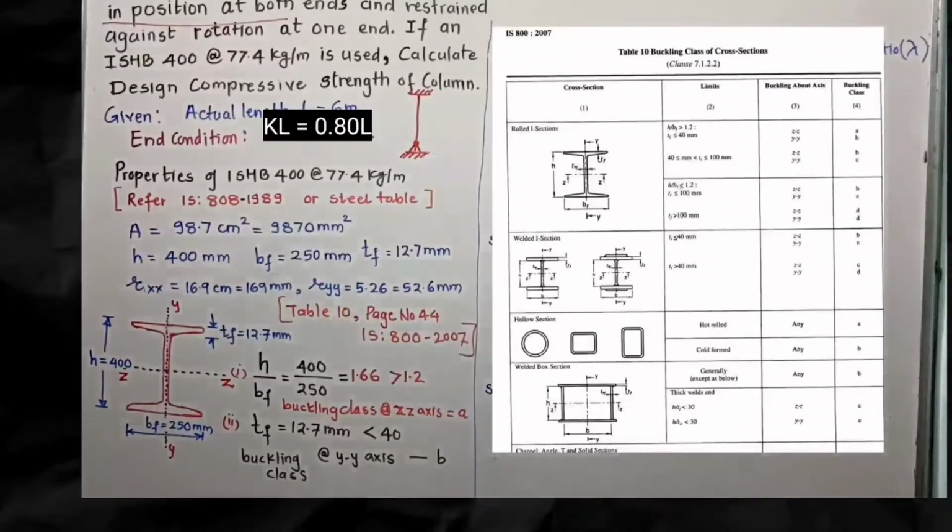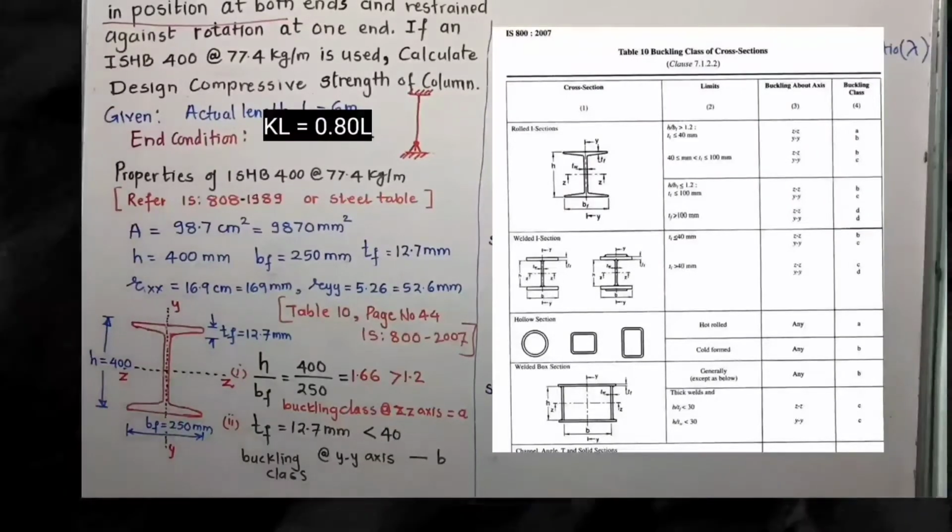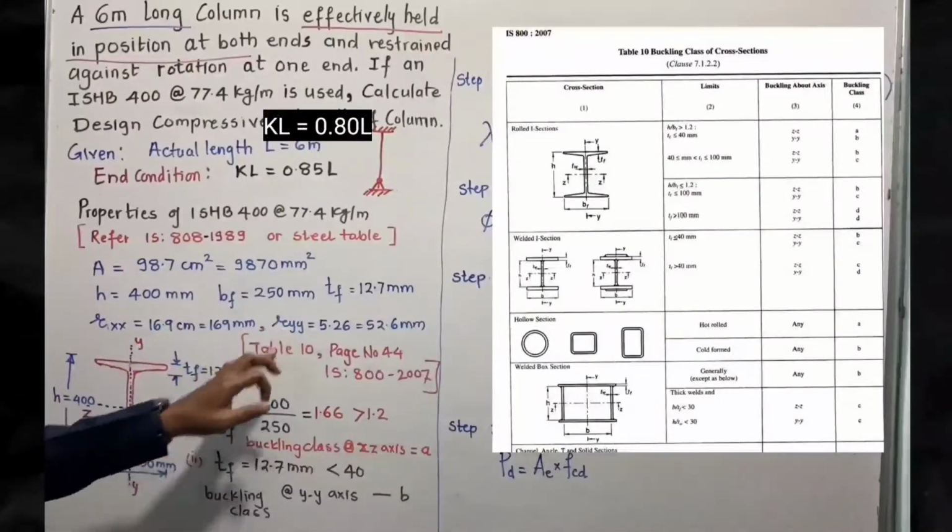Now how will we decide which one is our buckling class of the section? It depends upon your RXX and RYY.